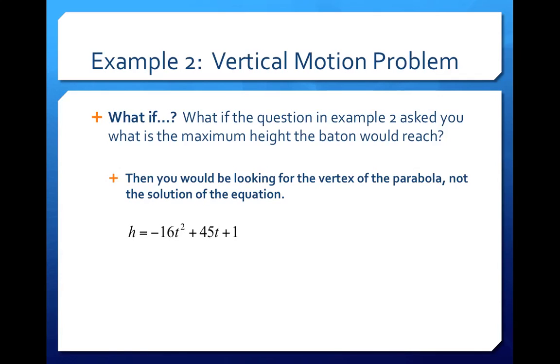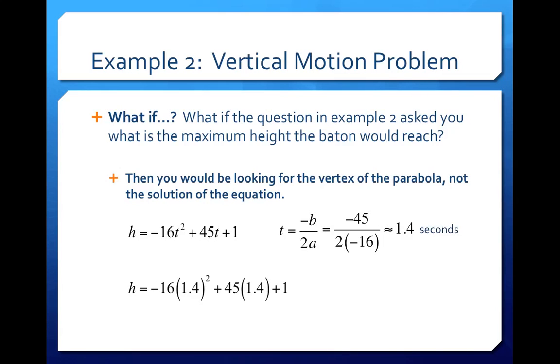Okay? So now we take this equation and we go through the process of figuring out the vertex. So I would recommend using the negative b over 2a to find t. That's going to be a negative 45 over 2 times negative 16, which comes out to about a 1.4. So if I put 1.4, that is still t. So that's the time at which we hit the maximum height.